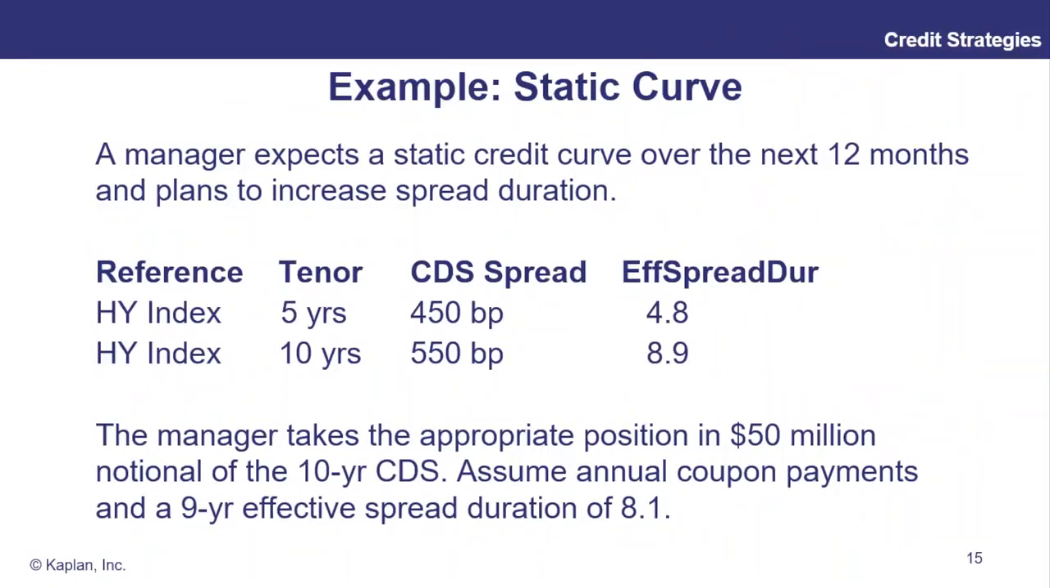Okay, let's have a look at an example here. It's a static curve example. In other words, we don't expect the curve to change. We've got here a manager looking at a 12-month trade. So that's your trade horizon. And they plan to increase the spread duration. That was one of the ways of essentially expressing your view that the curve's going to remain static. Increase your spread duration. What have we got here?